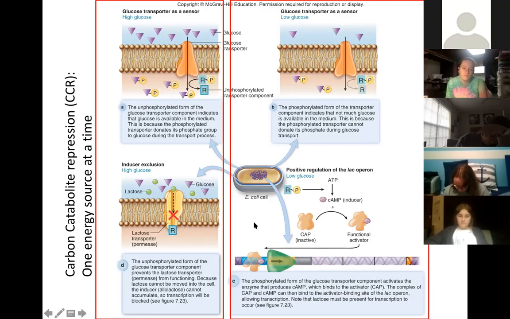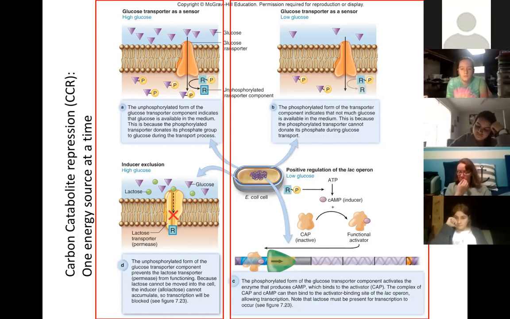All right. Now, inevitably, at some point, as glucose starts to run out, this transporter component doesn't have anybody to give its phosphate to. So what does it do? This phosphorylated transporter component then goes and interacts with ATP and turns ATP into something called cyclic AMP.